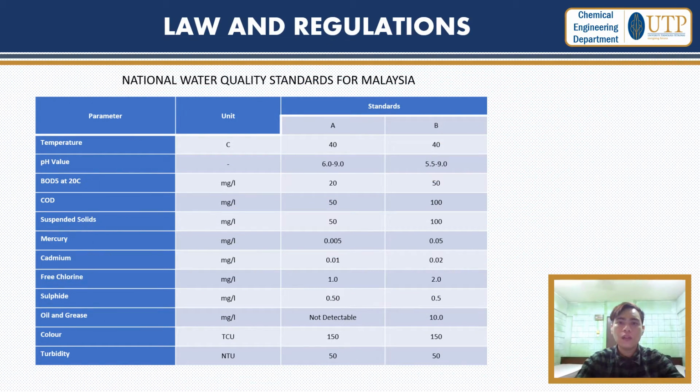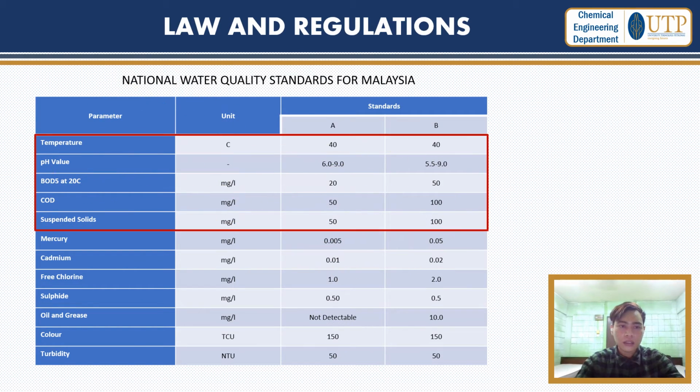This is the National Water Quality Standard for Malaysia that is mentioned in the EQA 1974. In this standard, it mentions the maximum amount of contaminant released in the industry effluent for both Standard A and also Standard B. For dye or pigment manufacturing industry, the parameters that need to be taken into account are the temperature, pH value, BOD5, COD, suspended solid, color and also turbidity.